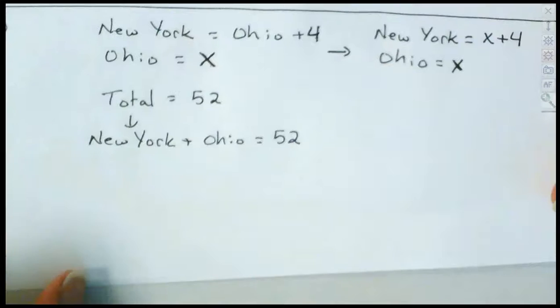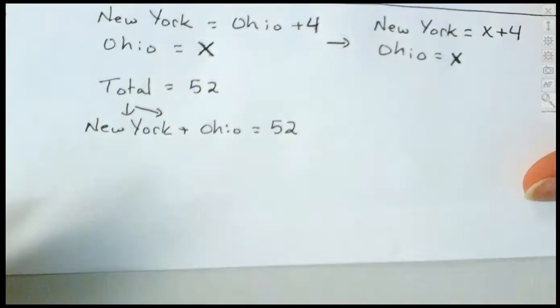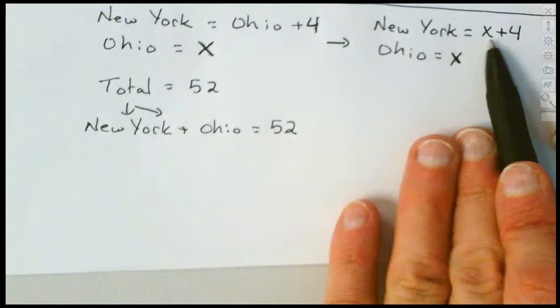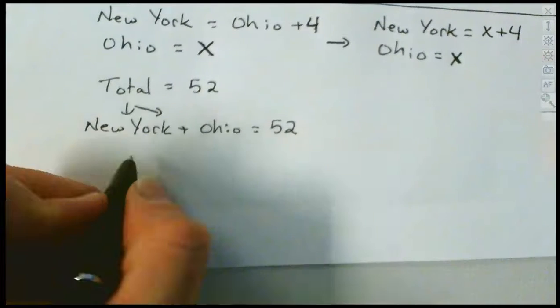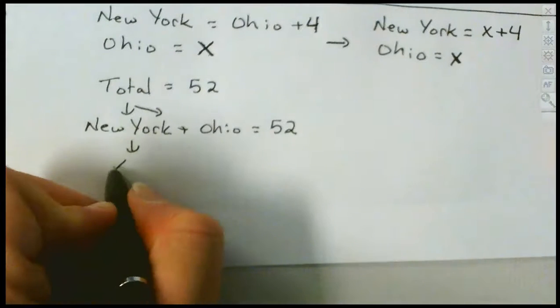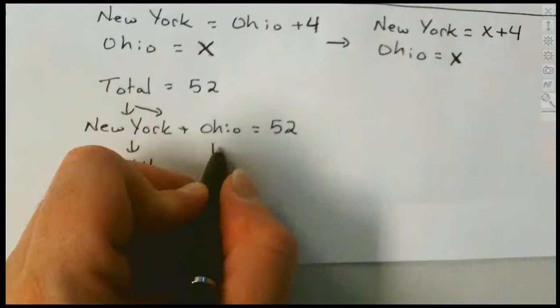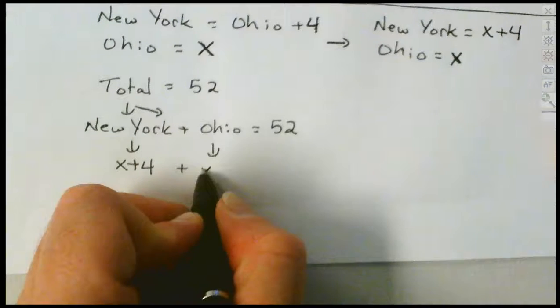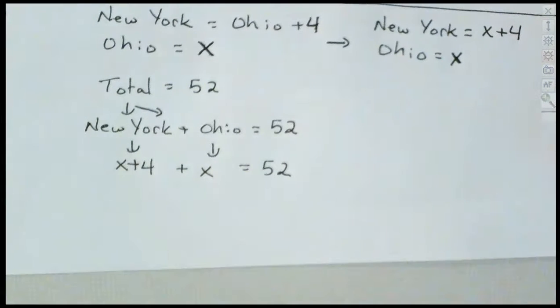So we have to use the fact that we have a total. So that total is going to be New York and Ohio. And what do we know about New York? Well, New York was x plus 4. So it's going to come down as x plus 4 there for New York. And what do we know about Ohio? What was Ohio? x. And what is that now going to equal? 52. Now we finally have an equation that we can solve.